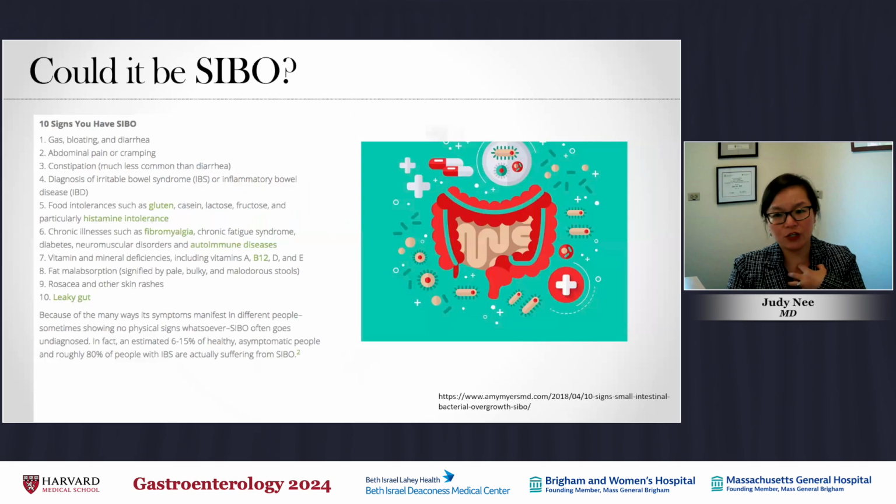But if you were a patient and you log your symptoms onto the internet, this can pop up very easily. It's one of the highest things that come up in searches of chronic GI symptoms. Instead of IBS, it's "could it be SIBO?" And once I read this, I get the feeling maybe I have SIBO. Maybe we all have SIBO. "10 signs you have SIBO. 1, gas, bloating, diarrhea. 2, abdominal pain, cramping. 3, constipation. 4, a diagnosis of IBS or IBD."